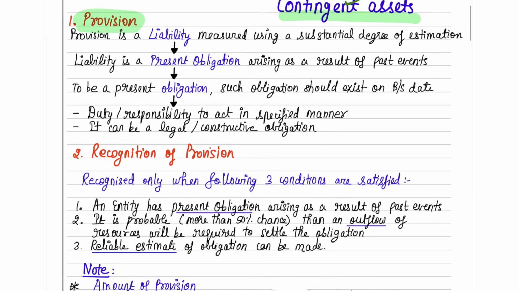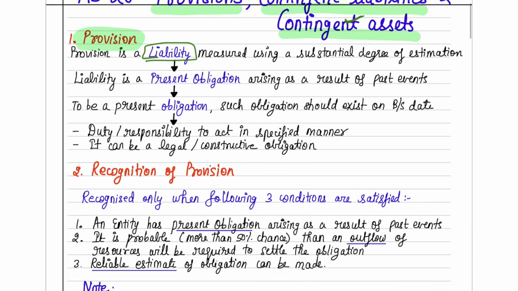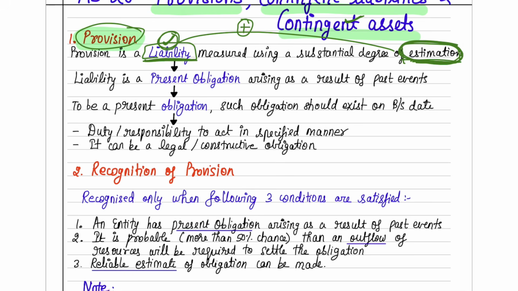Now starting with provision. What is a provision? Provision is nothing but a liability. Here, what does a liability mean? We'll understand. But please understand that it is liability with a mixture of estimation. If there is a liability and you don't know what is the exact amount of this liability, and you have just made an estimate of it, then it will be called a provision. Provision is nothing but liability mixed with a substantial degree of estimation.